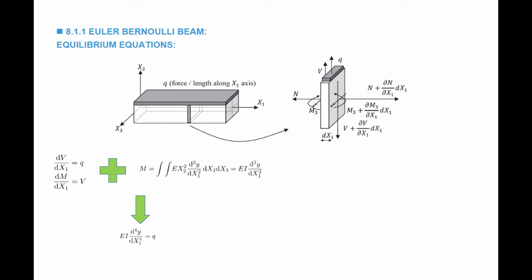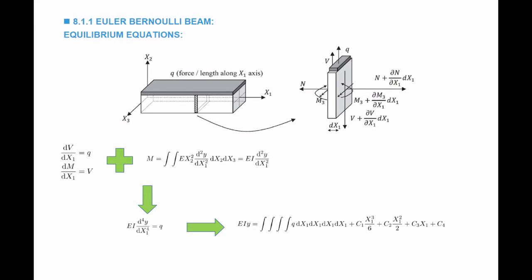And so we reach the equilibrium equation in terms of the displacement that says EI d4y by dx1 to the power 4 is equal to Q. This is an easy equation to solve and requires 4 boundary conditions to fully solve for the displacement function y. And so the solution of this equation, EI multiplied by y, is equal to the integral of Q 4 times, plus a constant c1 x1 cubed over 6, plus another constant c2 x1 squared over 2, plus c3 x1 plus c4. To find those 4 constants, we need 4 boundary conditions.